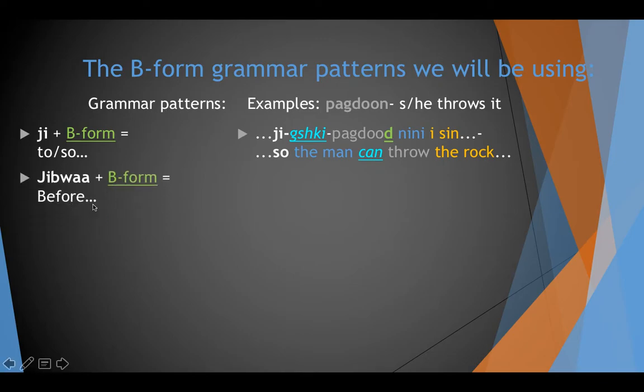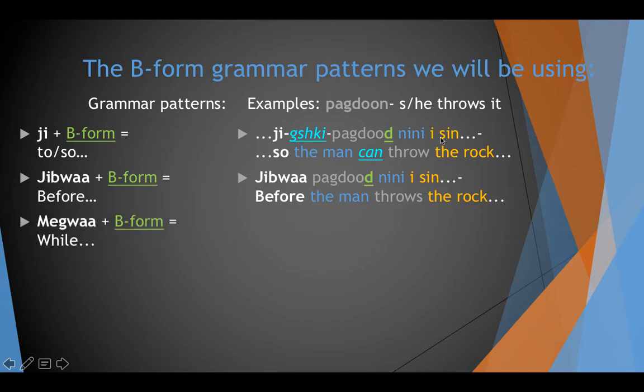Jibois plus B form means before, and it doesn't have a dash, so word order is a little bit more flexible. Jibois pugdot ninisin, before the man throws the rock. Next we have megwa plus B form, means while. Megwa pugdot ninisin, while the man throws the rock.